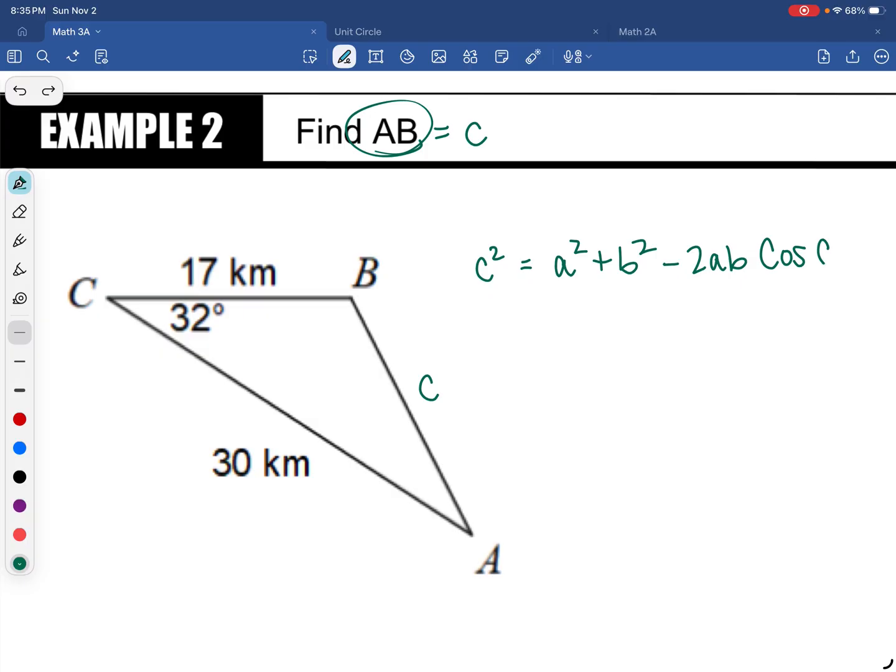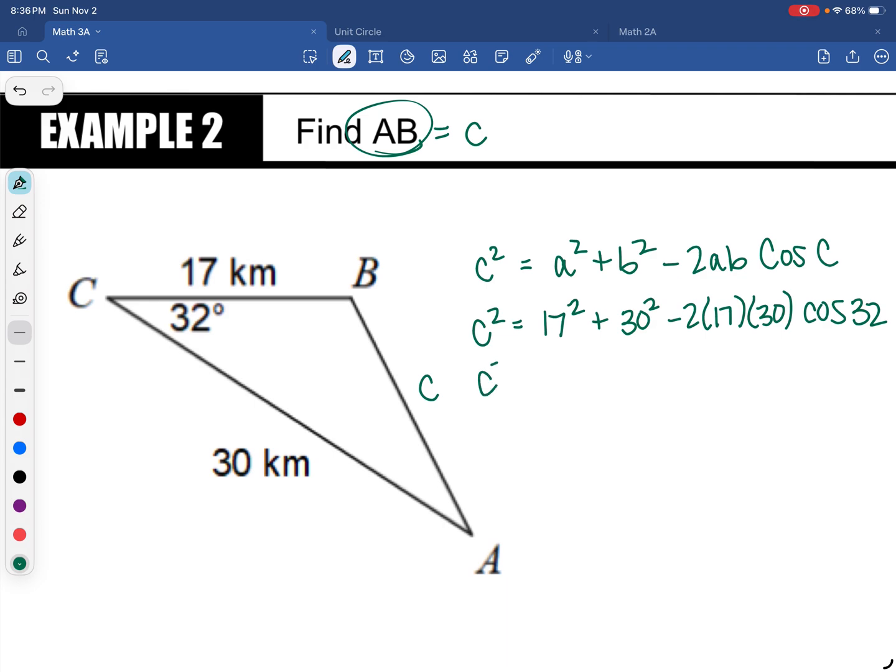And that's just like a capital C. Okay, so that's the formula that we're working with. So we have c squared equals, our a is 17, our b is 30. So 17 squared plus 30 squared minus 2 times 17 times 30, and then cosine of 32 degrees. Okay, I'm just going to type that all straight in. So 17 squared plus 30 squared minus 2 times 17 times 30, cosine of 32.